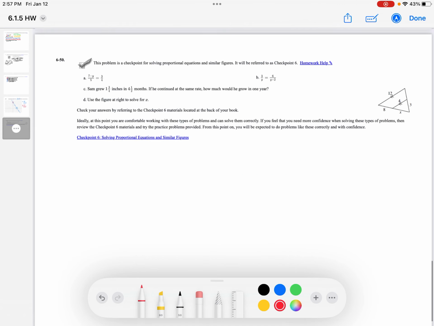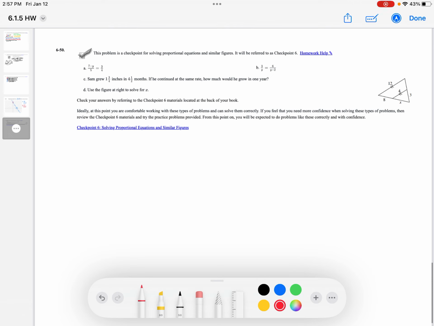All right, problem 50. This is a checkpoint, so we want to be super sure that you feel confident with this.